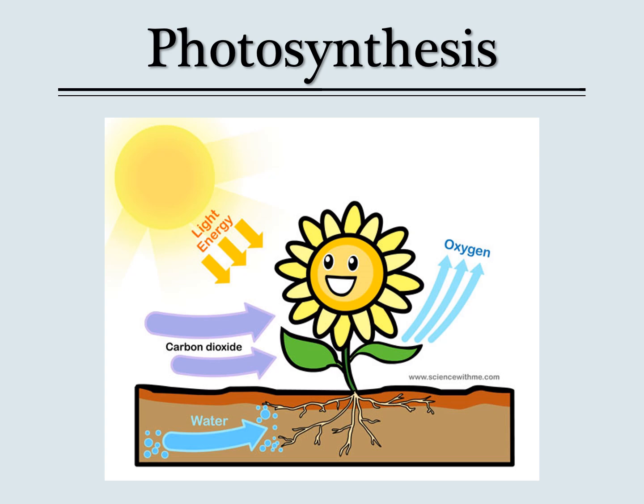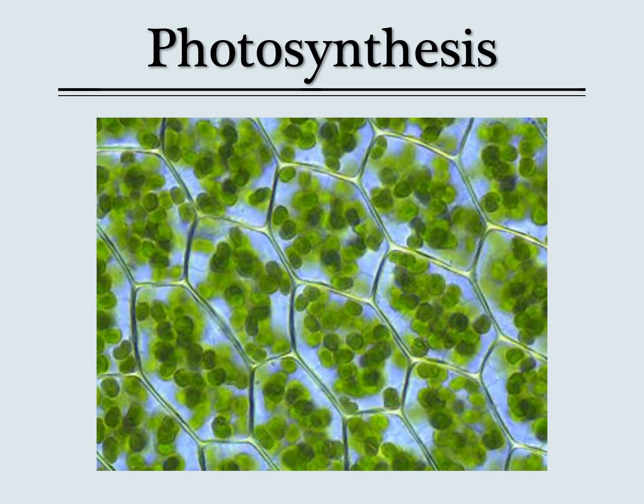Autotrophs, or producers, make sugar molecules through a process called photosynthesis. This process begins with light energy from the sun. Light energy is captured by chloroplasts, which are organelles in plant cells filled with the green pigment chlorophyll.